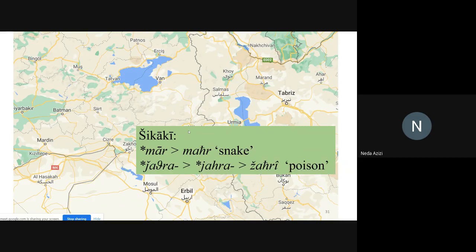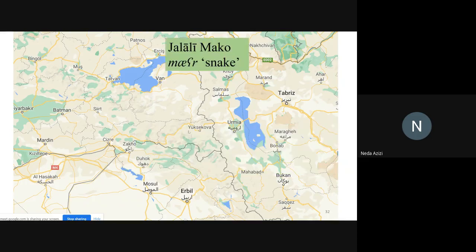Another example is Jathra, Jahra, Jahri. It means poison. And if we go further to the north, in the Jalali Maku area, which is also close to the borders of Armenia, they pronounce mar, or mahr in Shikaki, as ma'ar. So basically they pronounce it as ma'ar for snake and ja'ar for poison. So these forms are common in the far northern areas.